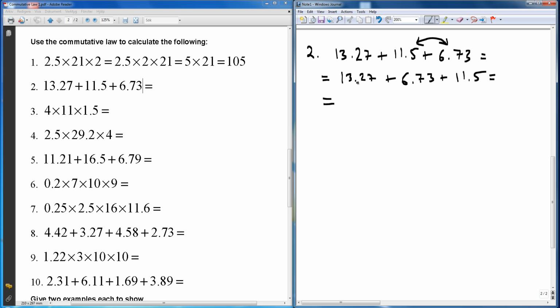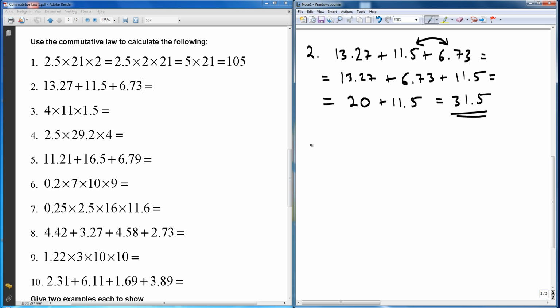Now we add this and this. 13.27 plus 6.73. This is 13 and 6. It's 19. And the decimals 27, 73. This is going to be 1. So this is going to be 20. And then we have this still. So plus 11.5. This is 31.5, which is the answer.